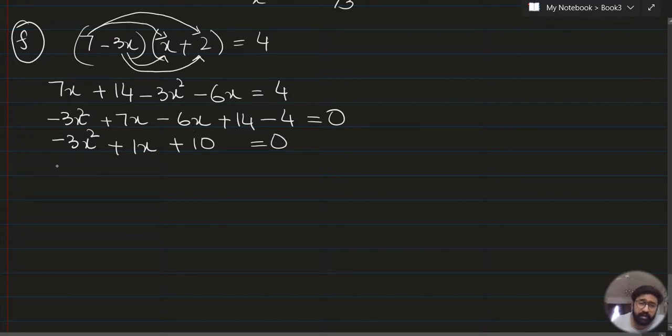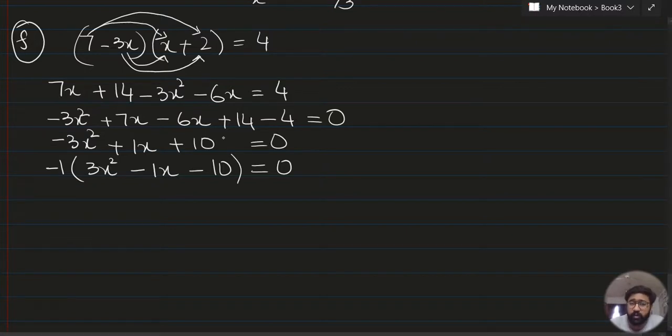So we are going to take minus 1 as common. It is going to become 3x square minus 1x minus 10 is equal to 0. Since the negative sign is common outside, that negative sign is to be multiplied with some other sign so that it gives you a plus sign. Same signs are always going to give you a plus sign. So minus 1 is going to go to the other side, it will get divided.